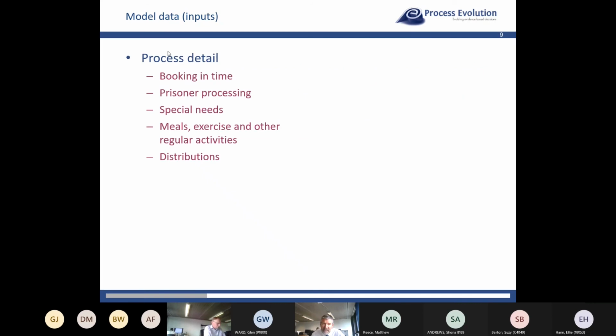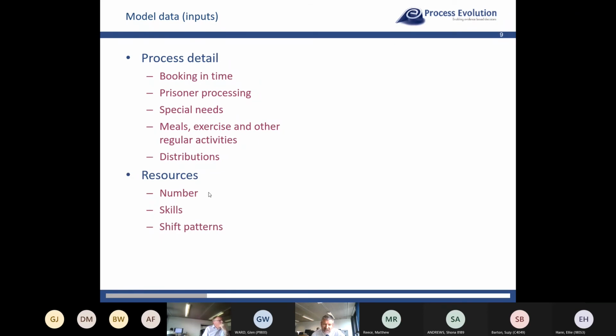In terms of inputs, we're looking at how long does it take for booking someone in. And again, we often use a statistical distribution based on your historical data. How long does it take for prisoner processing? So taking them through DNA, fingerprint testing. What proportion of detainees require special needs, and how long do those special needs take to service? Things like a nurse or medical or what have you. How often are meals given, and exercise, showers and those sorts of activities provided to detainees. And all of that sort of time-based data can be given to the model within statistical distributions to make things a little bit more realistic.